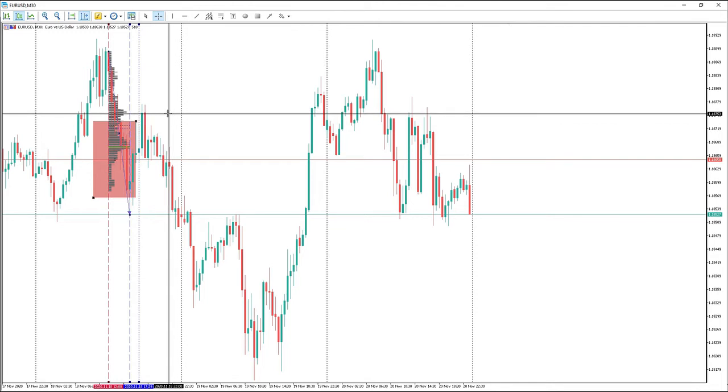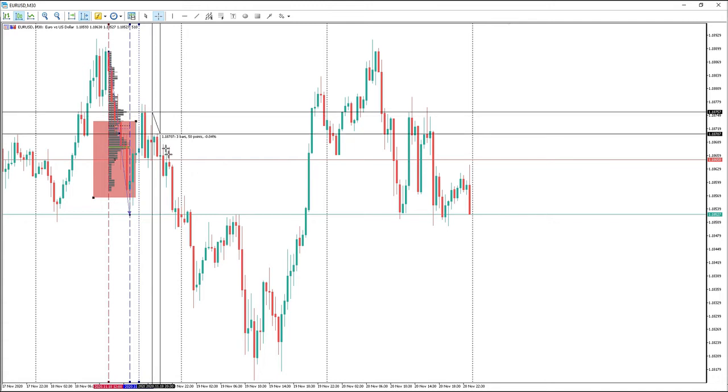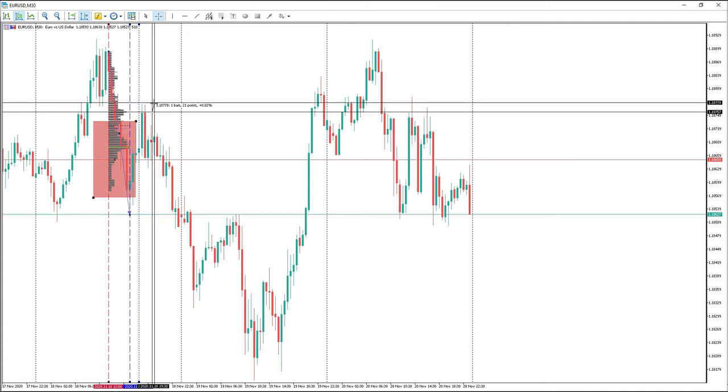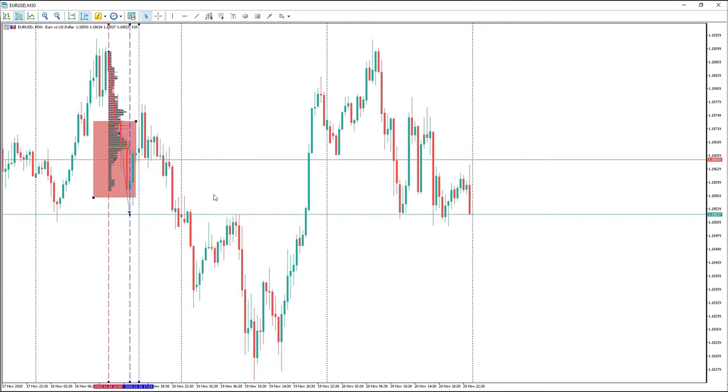Now we notice that this line there gives us an entry position. And if we look at just how it behaved, it went up by just 2 pips and dropped down by, I don't care how much, our take profit would have been hit in this region.